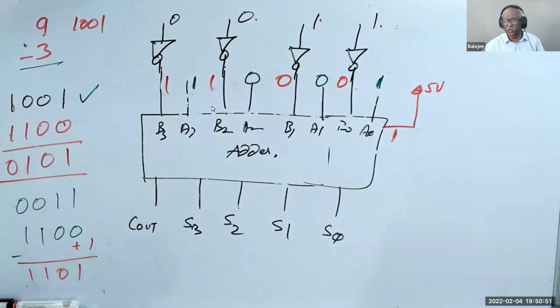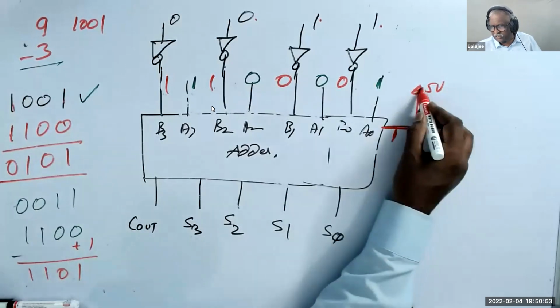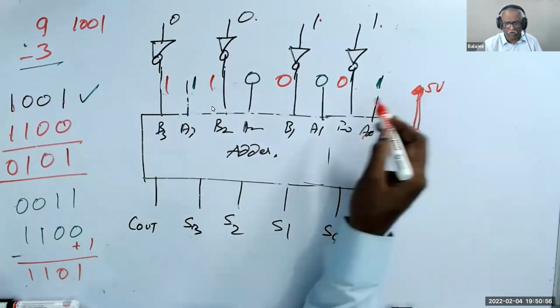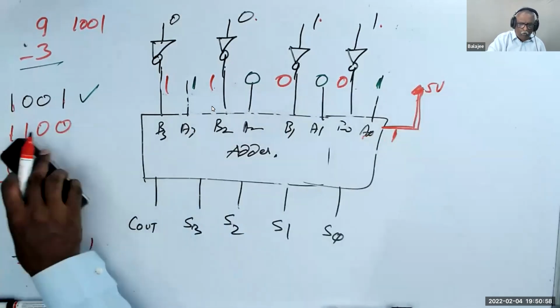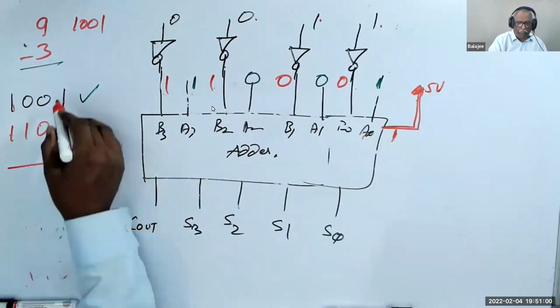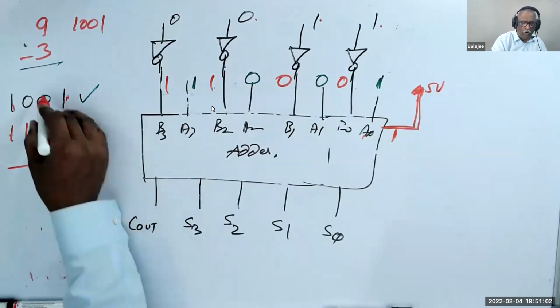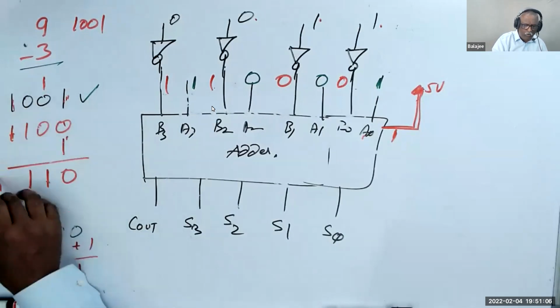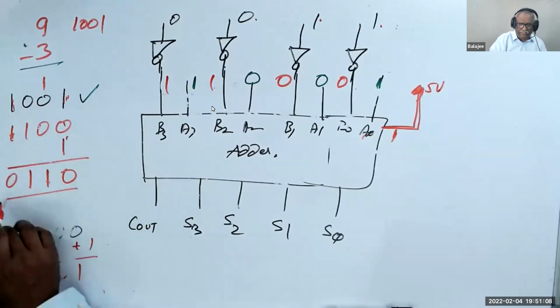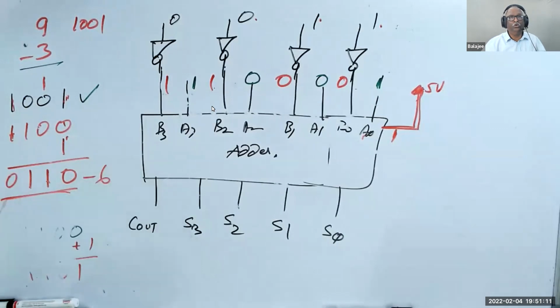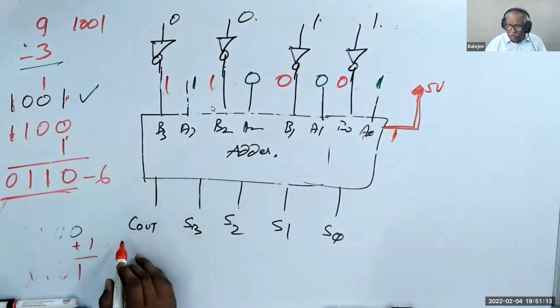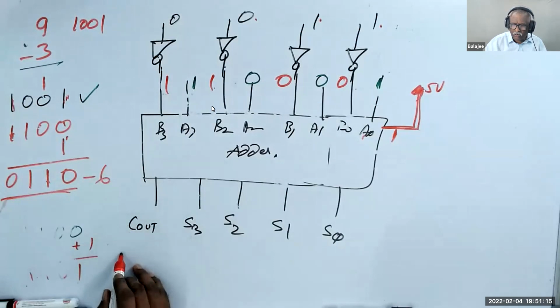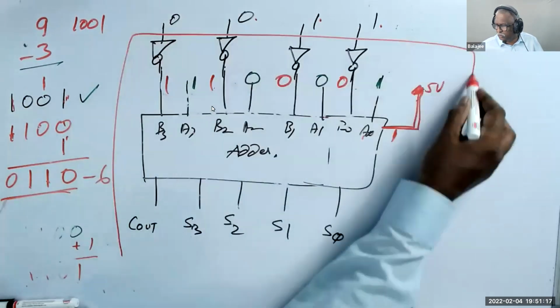How do you add 1 here? There's a carry in. At the first block, we add that to the 5 volt. So now what happened? We add 1 to it. Now we get 1, 1, 1, 0, 1, 0. So remove this carry. You get 6. So this block is called a subtractor.